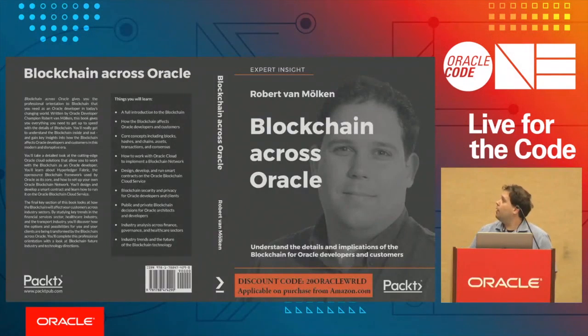A little bit about the book. I wrote a book in the last 1.5 years about blockchain across Oracle. What I discuss there are the executive summaries, but also terminology, technology, and implementation. I compare Ethereum with Hyperledger, and then I use the Oracle Blockchain Cloud Service to implement a use case.